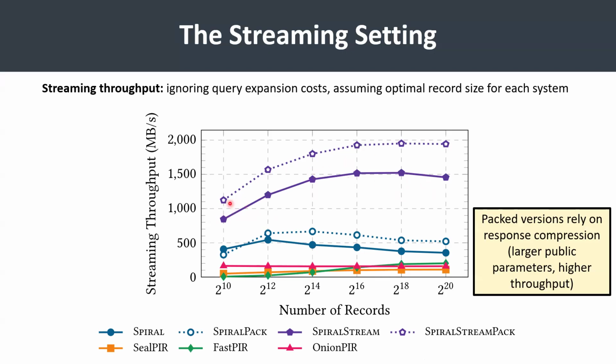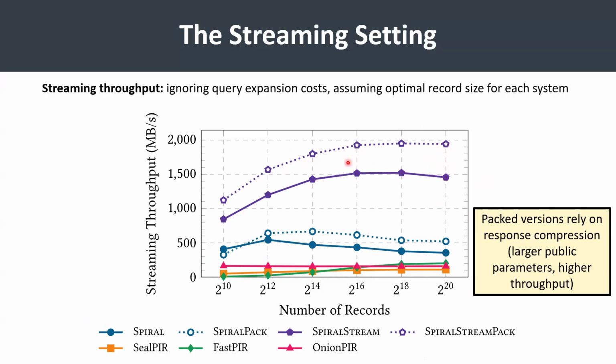So the purple lines here basically show the version of Spiral for the streaming setting, where we don't do query compression anymore. We just send a big query over, and then we just have the server respond. Notice that the throughput can be something like 4x to 6x higher.